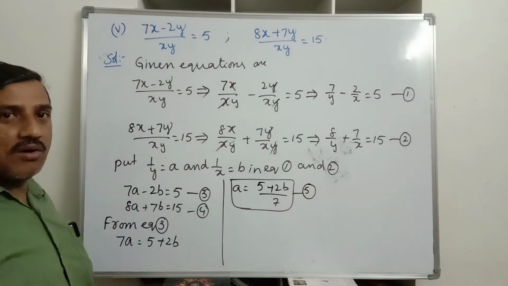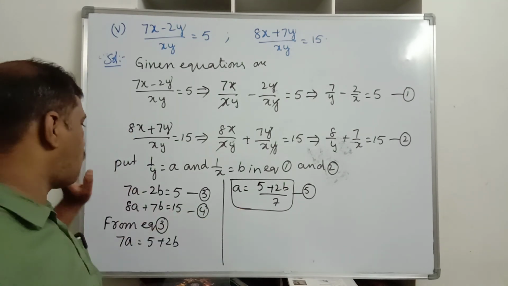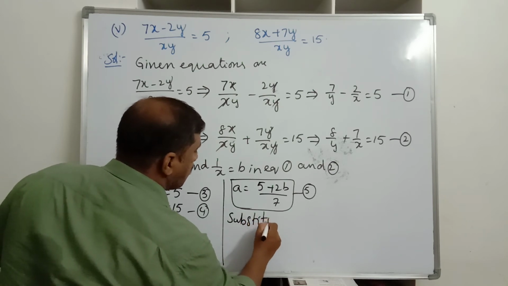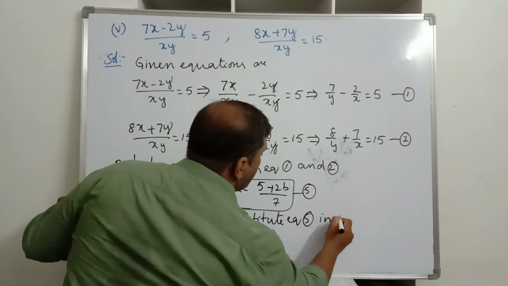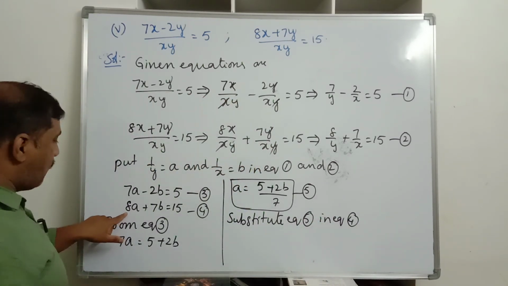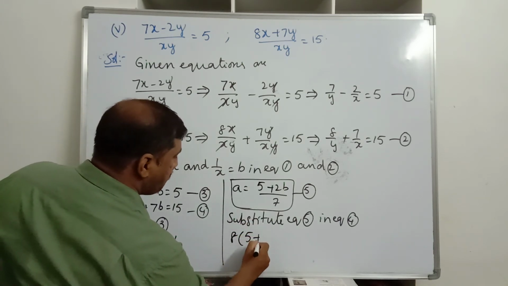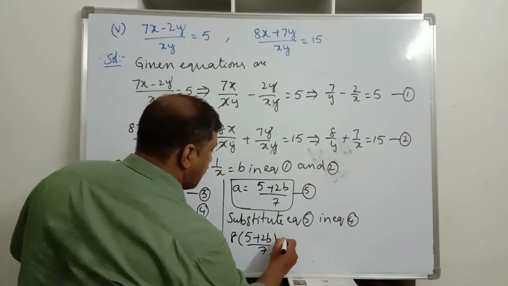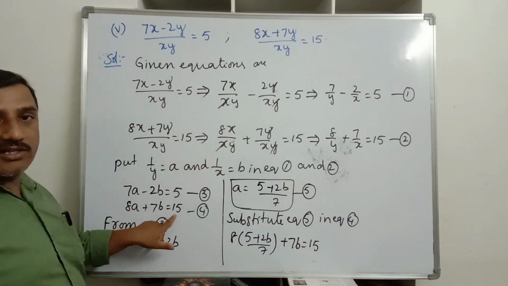Next, what we have to do? Substitute equation 5 in equation 4 to get the b value. That is 8a. 8 into a is equal to 5 plus 2b by 7, plus 7b, that is equal to 15.